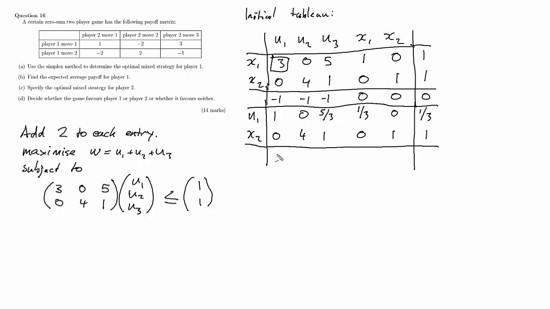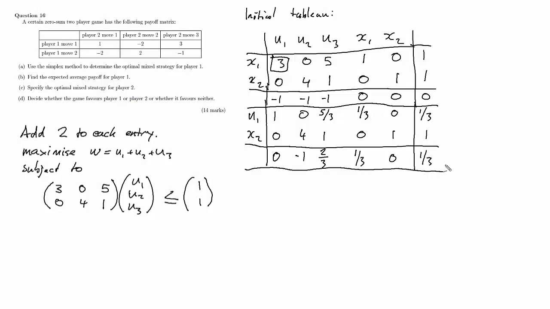For this row, we want it to be a 0. It started out as -1, so we add 1 copy of this row to this row. That gives us 0. -1 plus 0 is -1. -1 plus 5 on 3 is 2 on 3. 0 plus 1 on 3 is 1 on 3. 0 plus 0 is 0, and 0 plus 1 on 3 is 1 on 3.